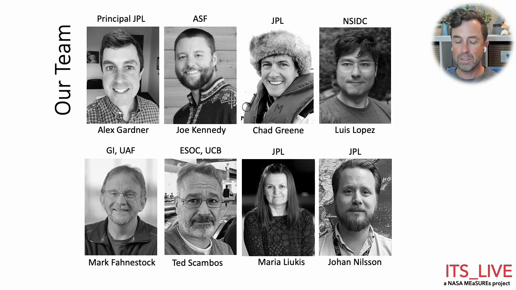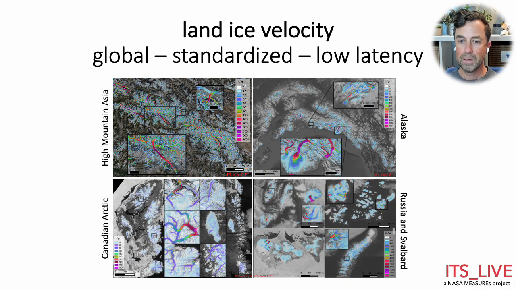The It's Live project is a large collaboration between NASA Jet Propulsion Lab, Alaska Satellite Facility, the National Snow and Ice Data Center, University of Alaska Fairbanks, and the University of Colorado Boulder. The It's Live project provides three primary products: land ice velocity, land ice elevation change, and ice front position. So here we're looking at the land ice velocity. This covers all glaciers outside of the ice sheets and the ice sheets themselves.